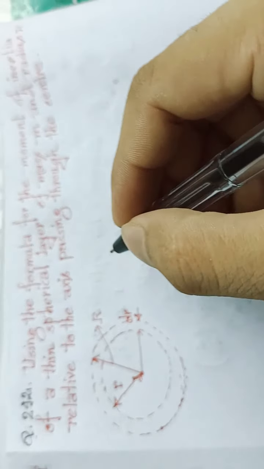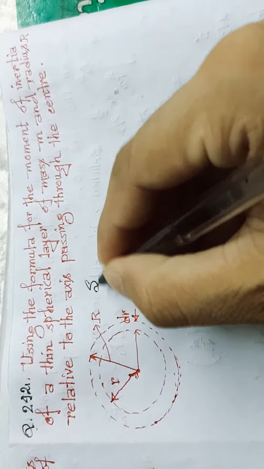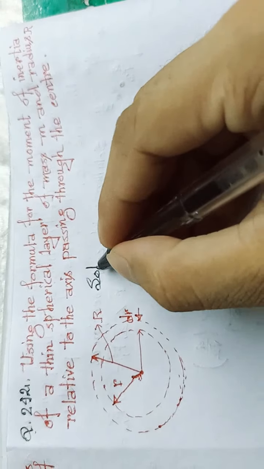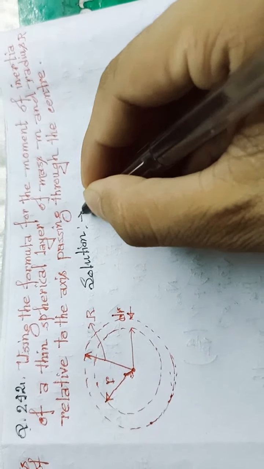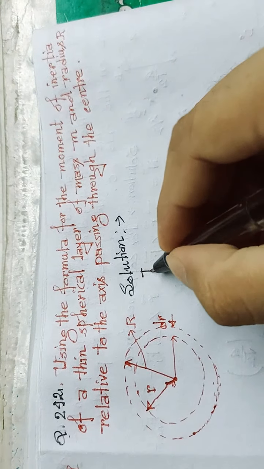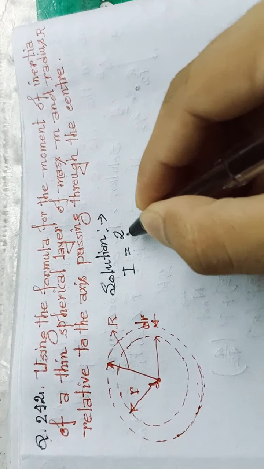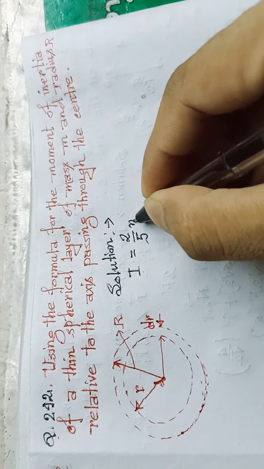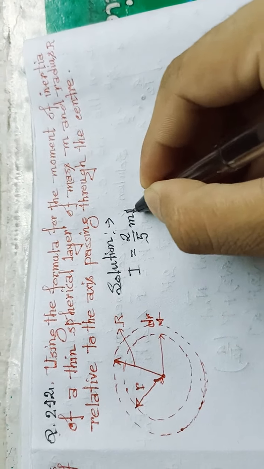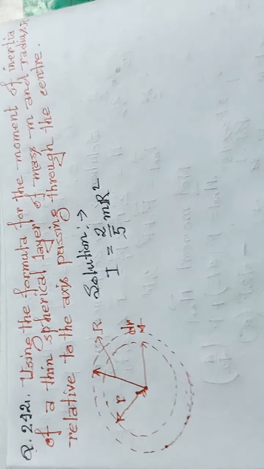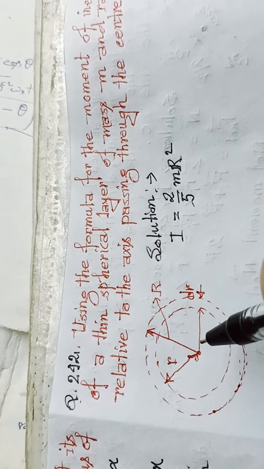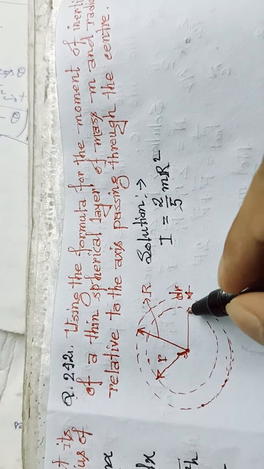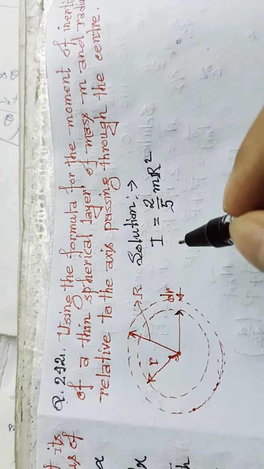So first of all, we have to consider the moment of inertia of a sphere. So moment of inertia of a sphere is given by I equal to 2/5 m r square. So this is the formula for finding moment of inertia of a sphere. Now a shell is considered as two concentric spheres of a small difference in radius.